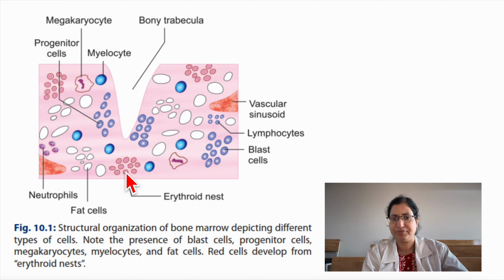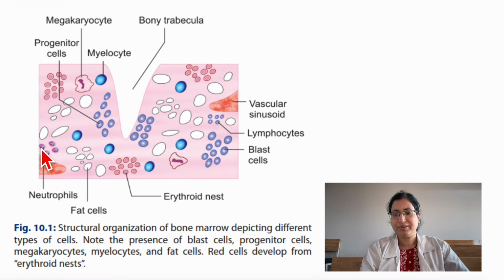You are seeing the picture of bone marrow, and there are different types of cells: blast cells, and lymphocytes, the small ink-like colored cells that you can see. Then blast cells, progenitor cells, and the white cells you can see here are the fat cells. Neutrophil is a type of WBC, and these are the vascular sinusoids, meaning blood vessels. Myelocytes are there, and different types of progenitor cells. Megakaryocytes are also there.